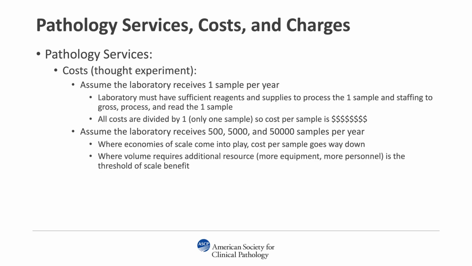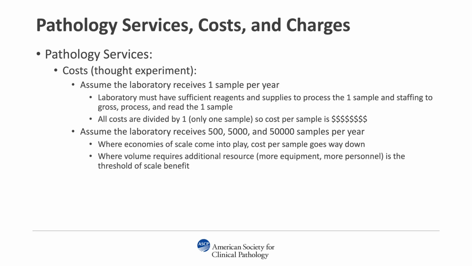Okay. Now, here's a thought experiment that we can do around costs, okay? Let's assume that the laboratory receives 1 sample per year. That sounds ludicrous, but just work with me here. We receive 1 sample per year. That laboratory has to have sufficient supplies and reagents to process that 1 sample, and staffing to gross, process, and read that 1 sample. And all costs are only divided by 1, only the 1 sample.